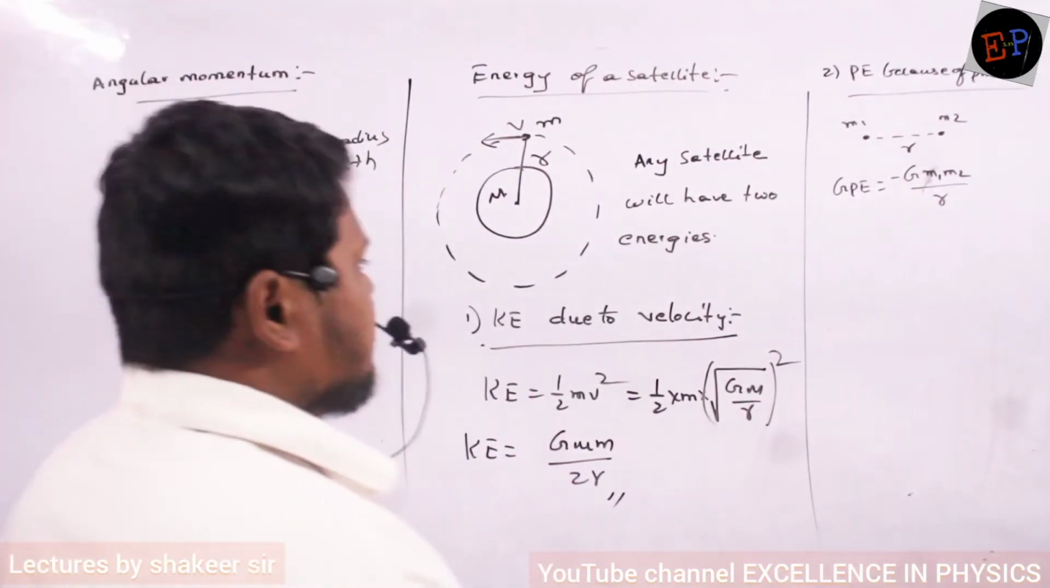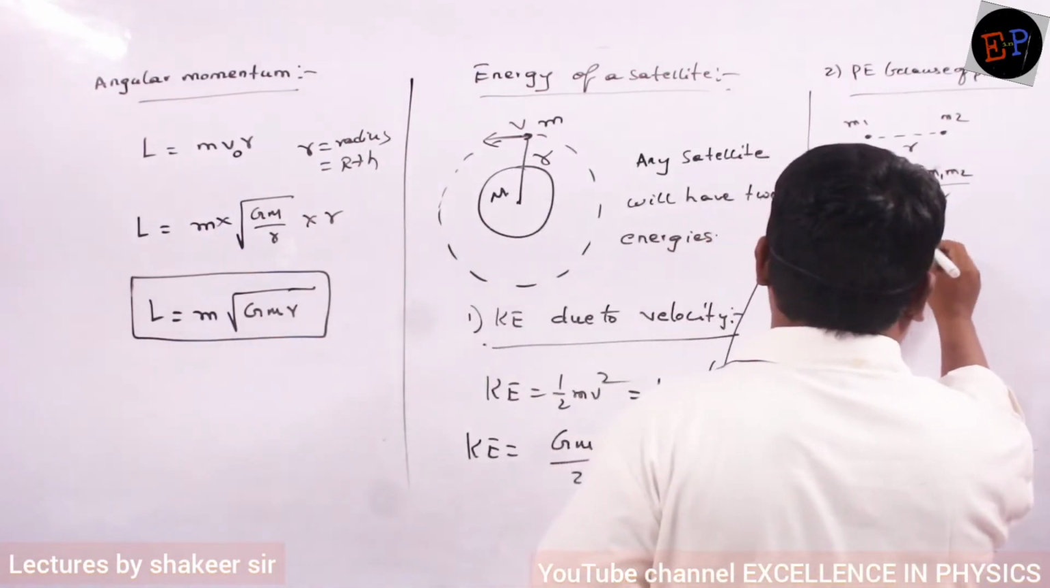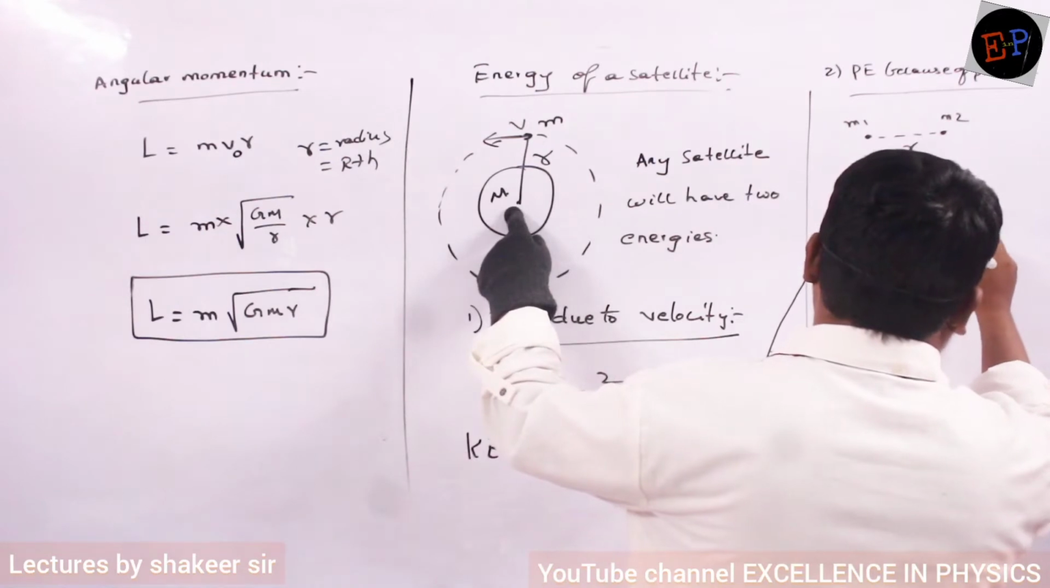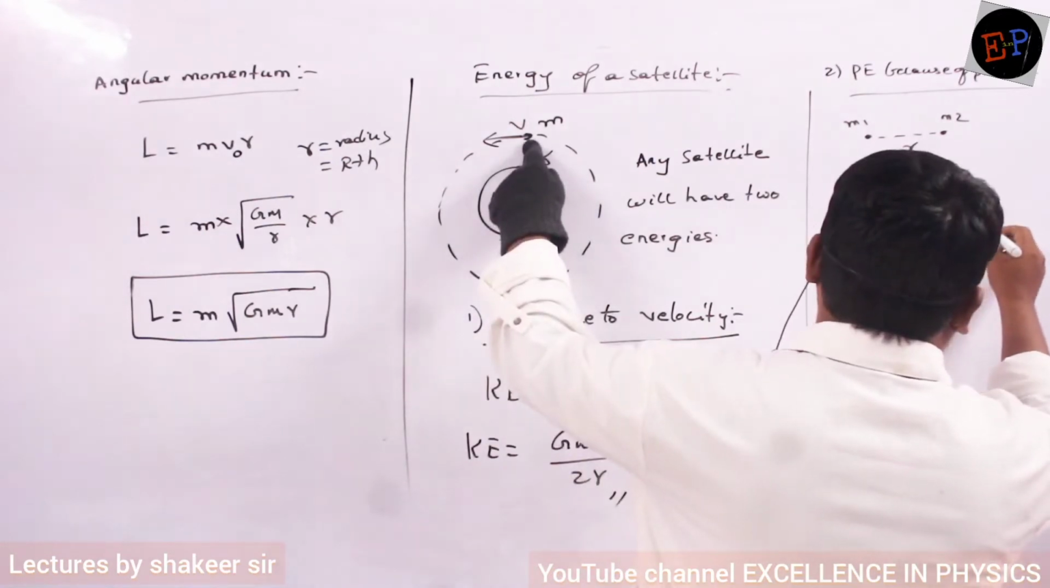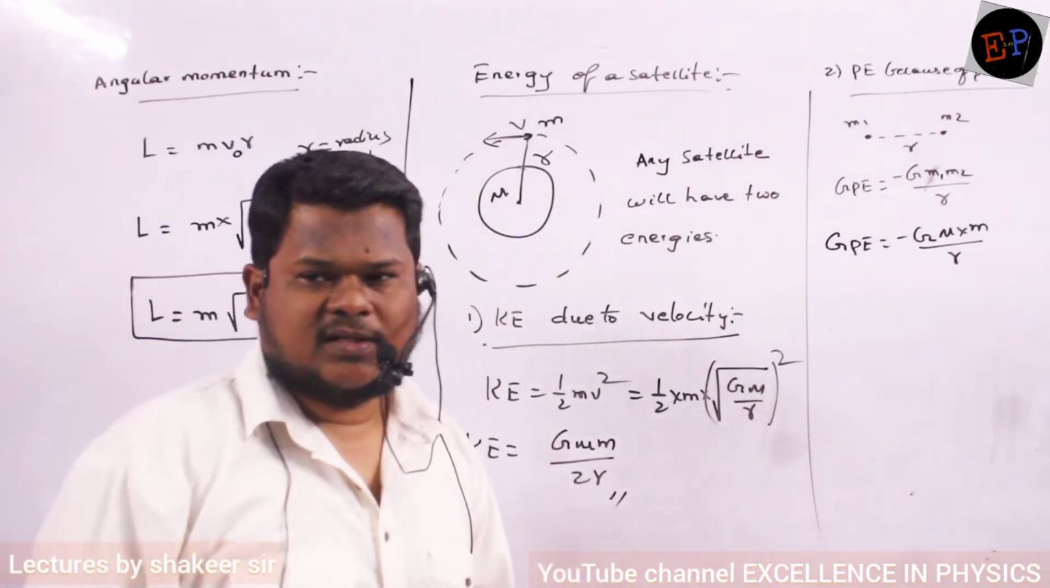Now substitute the values. Gravitational potential energy is equal to minus G, one body's mass, the mass of the Earth, and another body's mass, the mass of the satellite, divided by r. This is the equation for gravitational potential energy.